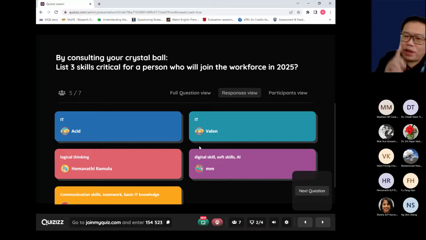Now, I want to emphasize this part also, because many of you put IT skills, or digital skills. Do you think that will be second nature for people who graduate in 2025? Second nature means they are skills which we need not educate per se, because it is already second nature to them. For example, for the young today, you need not teach them about Facebook, Twitter, and so on, because it is second nature to them.